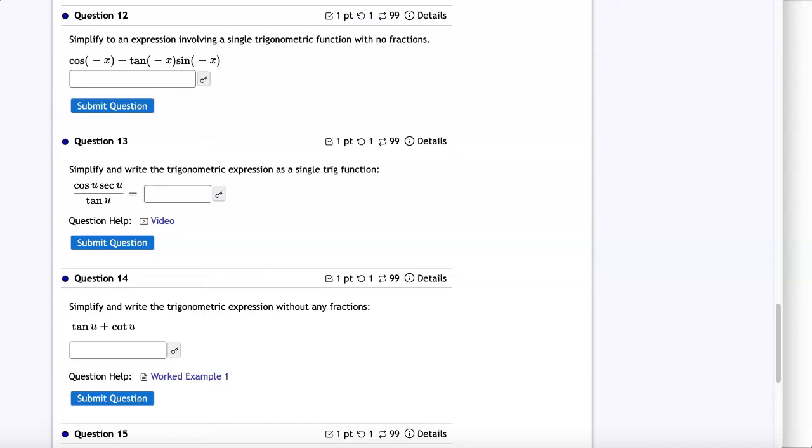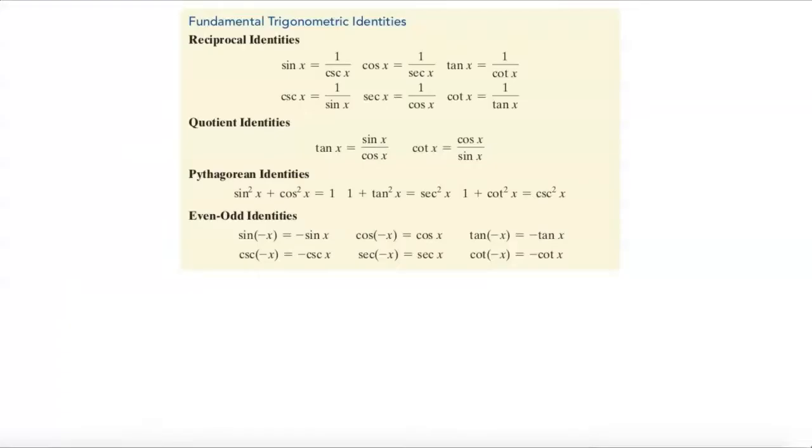So let's try another one of these. Let's do question number 12. Here again we have the even odd function identities that we need. Back here, remember that we can replace sine of negative x with negative sine of x, cosine of negative x with cosine x. All of these you want to have out in front of you so that you don't get them confused.